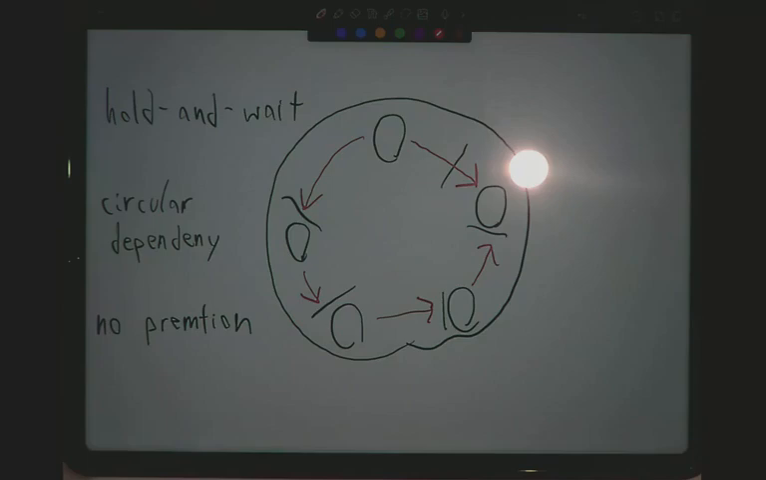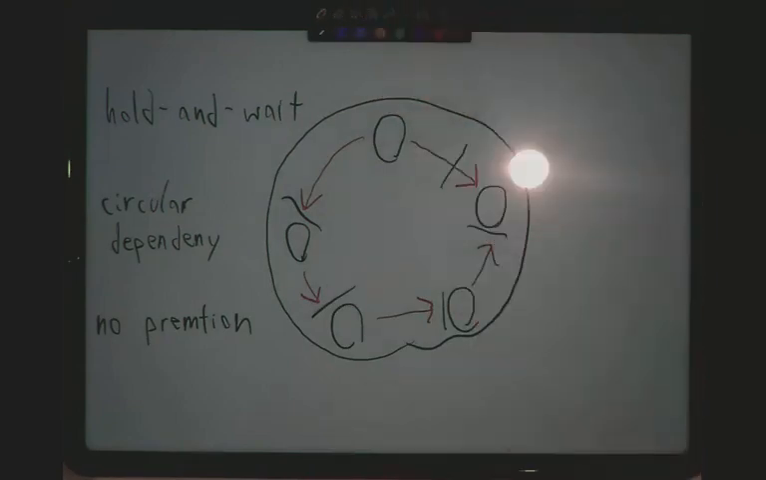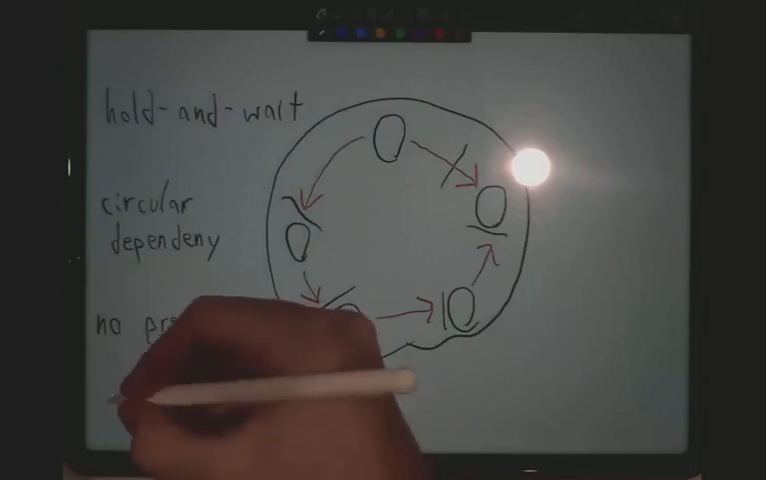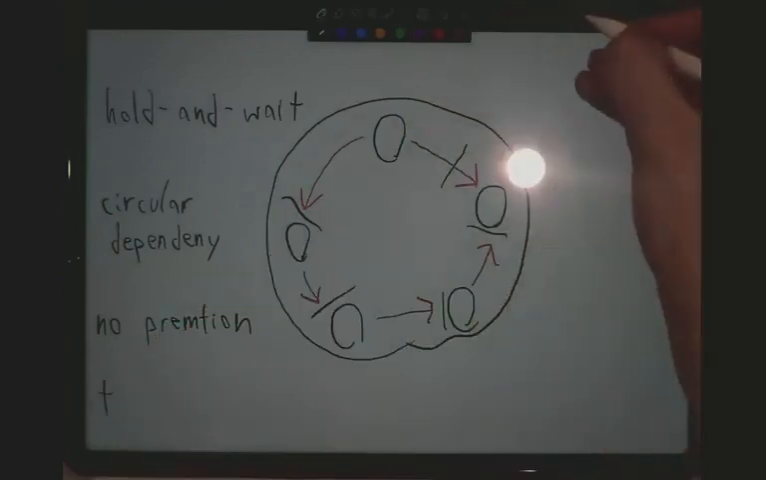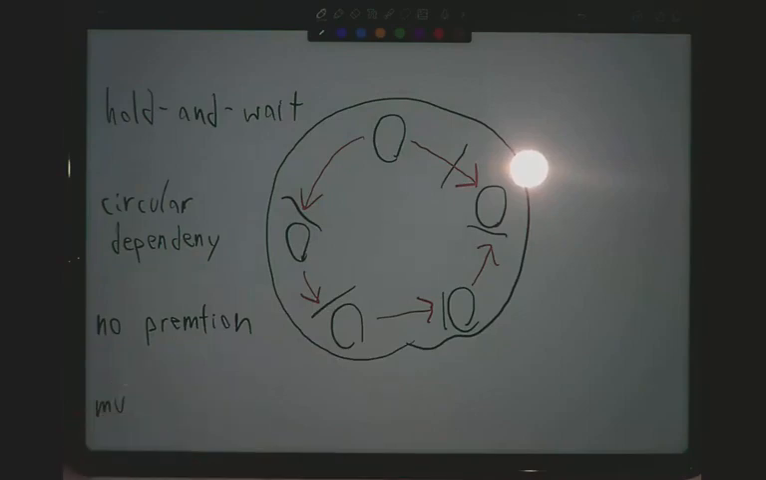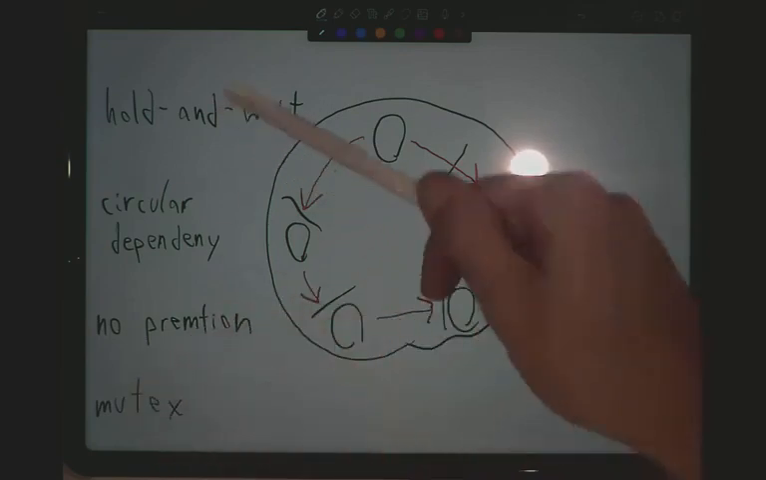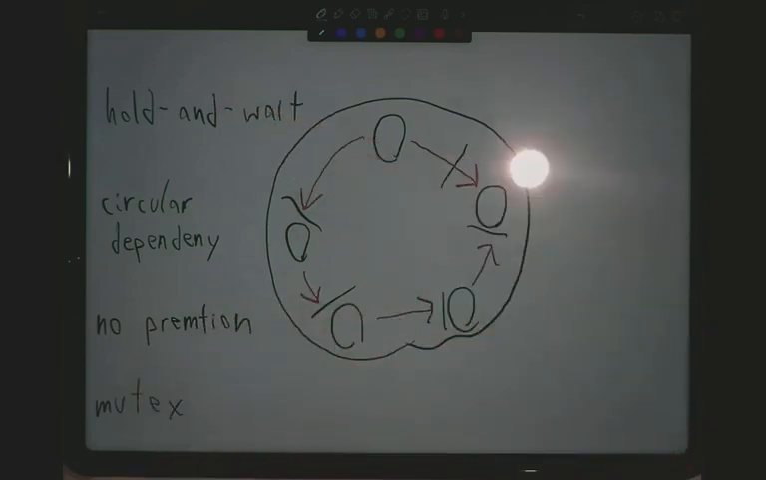Yeah. Okay, cool. And then I guess a final kind of requirement of this is that you also need to have some sort of mutual exclusion. Or in other words, a mutex, mutual exclusion. So mutex. Okay, so these are the 4 requirements for a deadlock to happen.